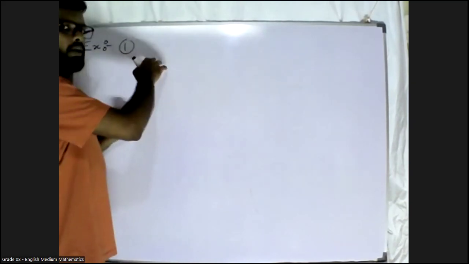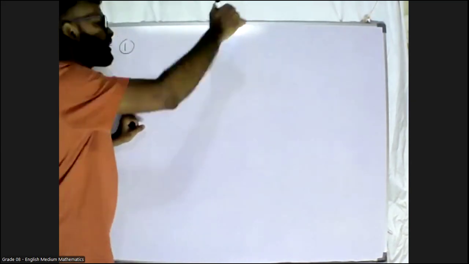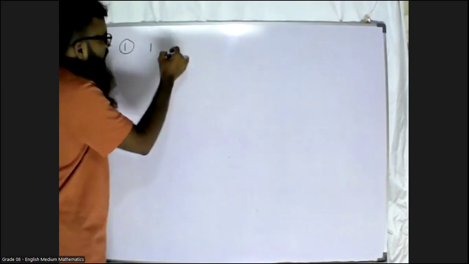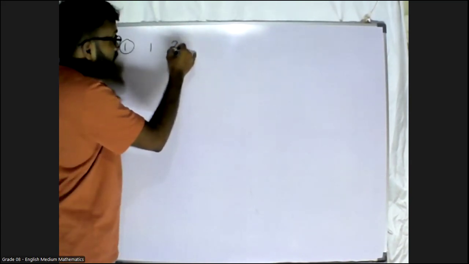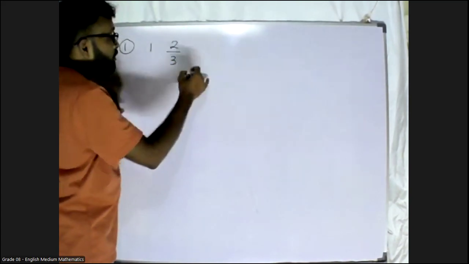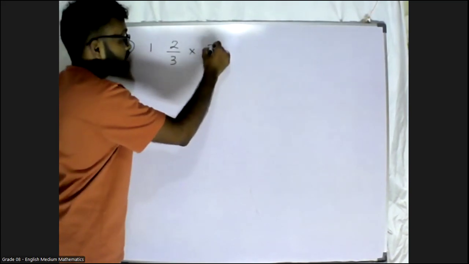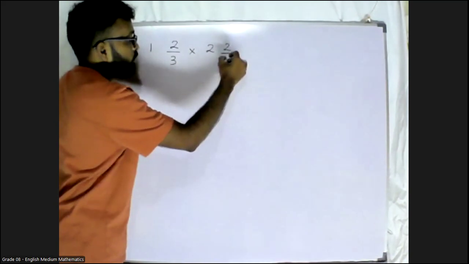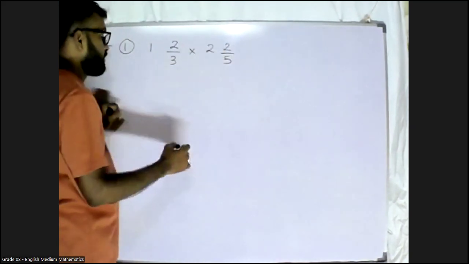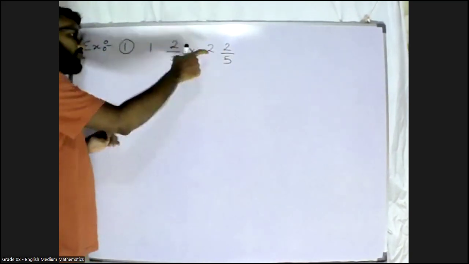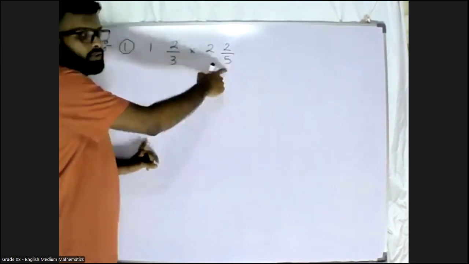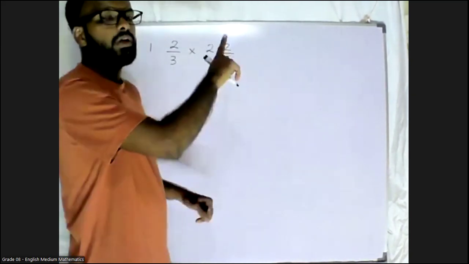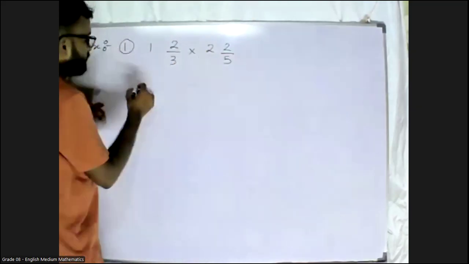So we are going to multiply a mixed number by a mixed number, right? 1 and 2 upon 3 multiply by 2 and 2 upon 5, right? Mixed number multiply by a mixed number. So you know what to do first. Convert them into an improper fraction.